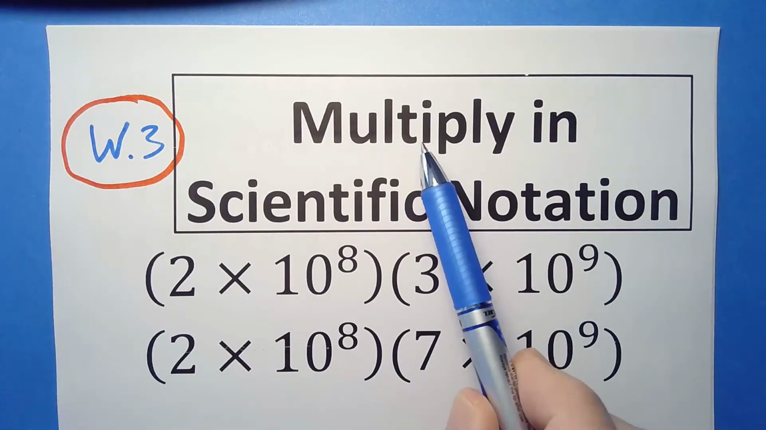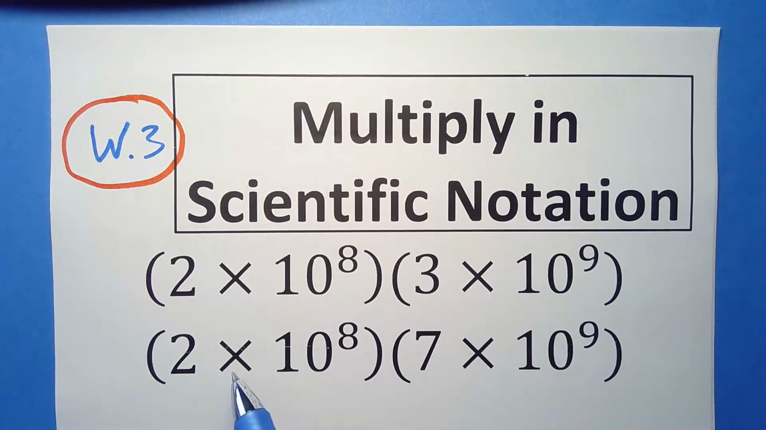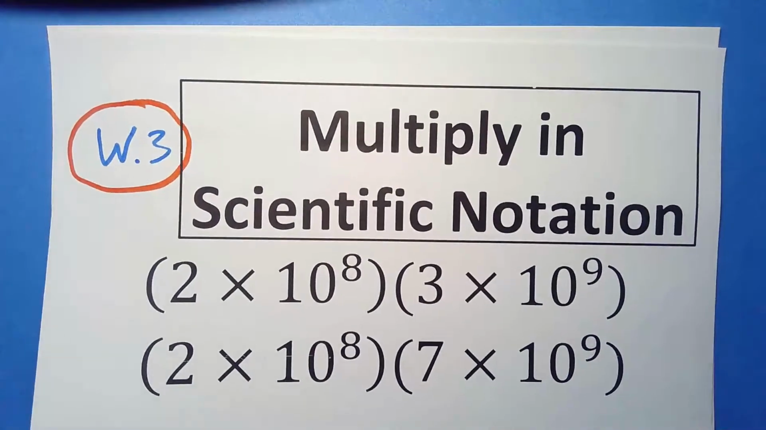And now, multiplying in scientific notation. More specifically, we're going to see problems like this, where we've got one number in scientific notation times another. These two look all the same, just the 3 and the 7, but something interesting is going to happen when we change this to a 7. We're going to learn what happens and what to do about it. Okay, here we go. Let's dive in.